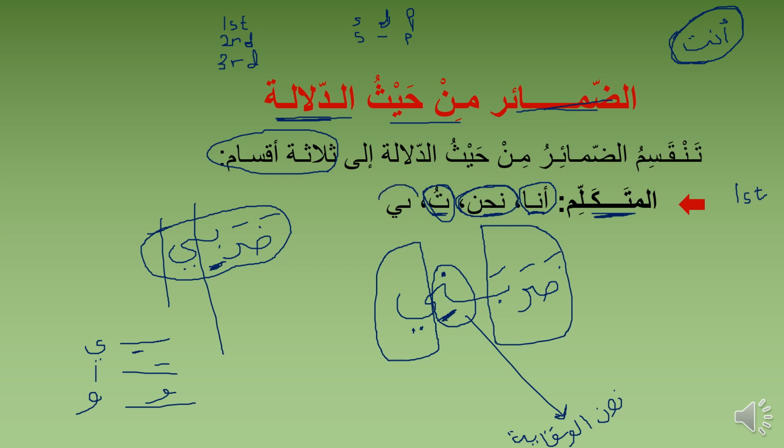So what we are talking about here is what is this ya? This ya is domir mutasid, an attached pronoun. Attached, it can't stand on its own. So it's attached to a verb or it's attached to a noun, like kitab. Kitab is a noun, right? So when this ya is attached to a noun, it's going to be kitabi.